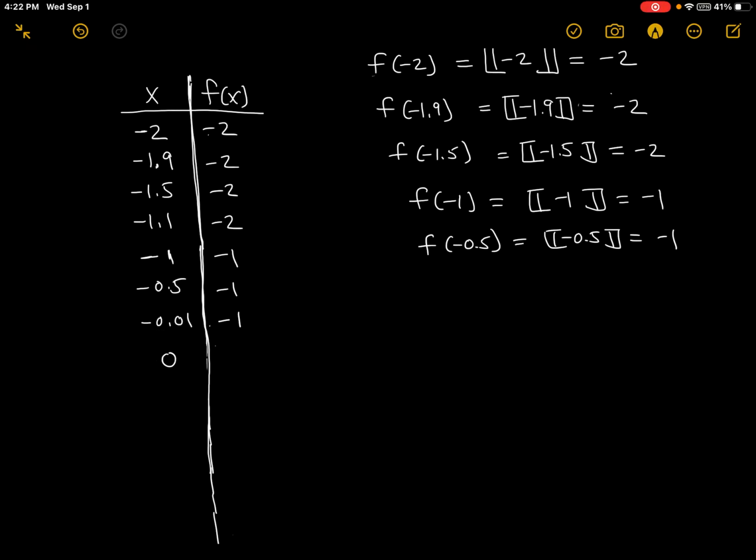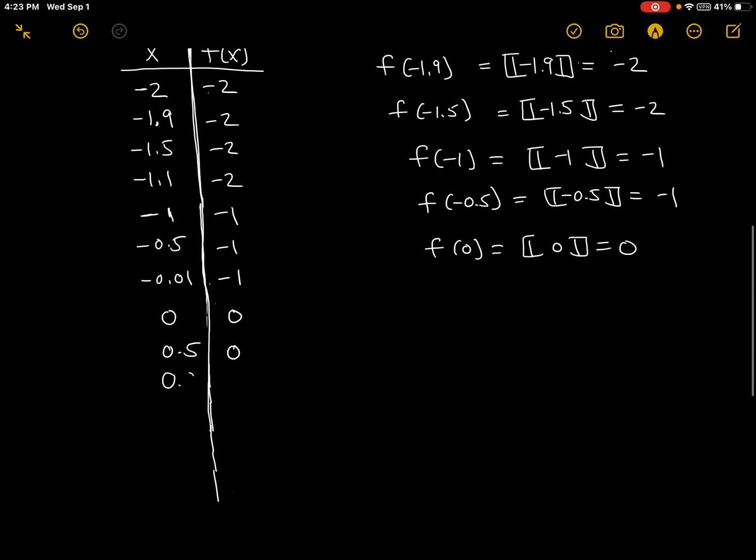until you reach the value of 0. That's when your y value starts changing. So the greatest integer less than or equal to 0, if I round it down, is going to be 0. The greatest integer less than or equal to 0.5 is still going to be 0. The greatest integer less than or equal to 0.9 is going to be 0. And then you can keep going.